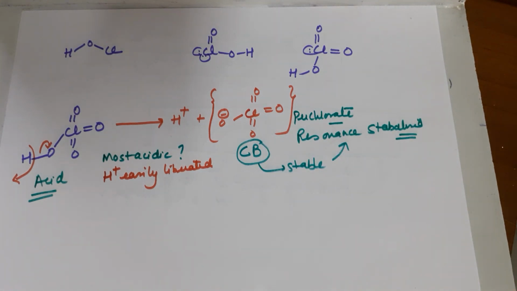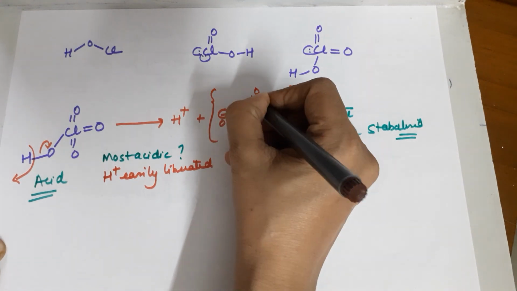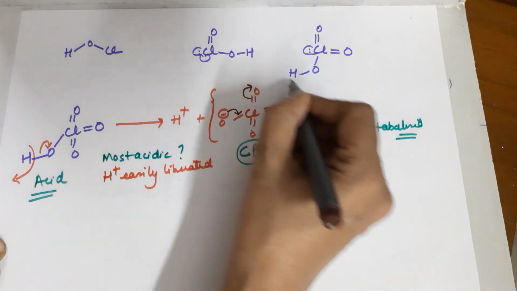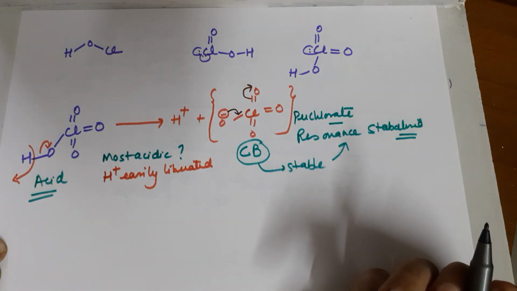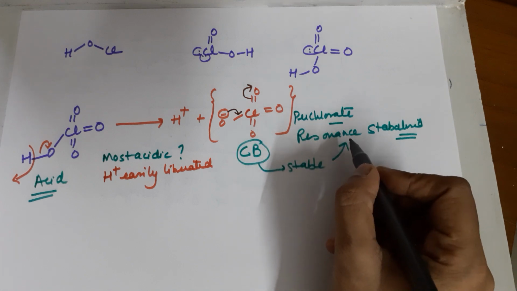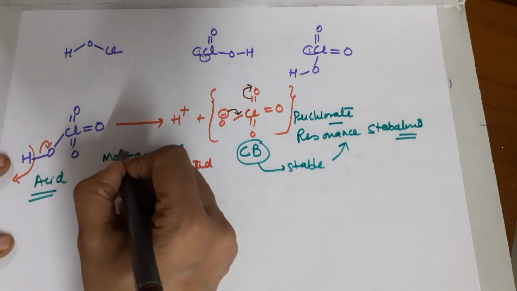Since it is stable due to resonance, which can be understood as you have this goes here, this goes here, you can draw many resonating structures. Also this negative charge is shared all over by the 4 oxygens which are electronegative. So this is resonance stabilized. So conjugate base being more stable leads to easy loss of proton. So this becomes most acidic.